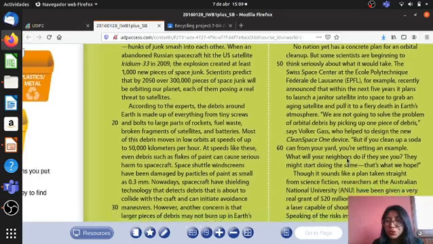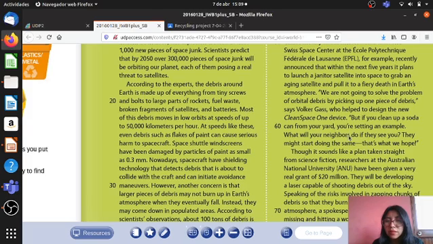Okay, we are going to see. Reading: But if you clean up a soda can from your yard, you are setting an example. What will your neighbors do if they see you? They might start doing the same. That is what we hope.